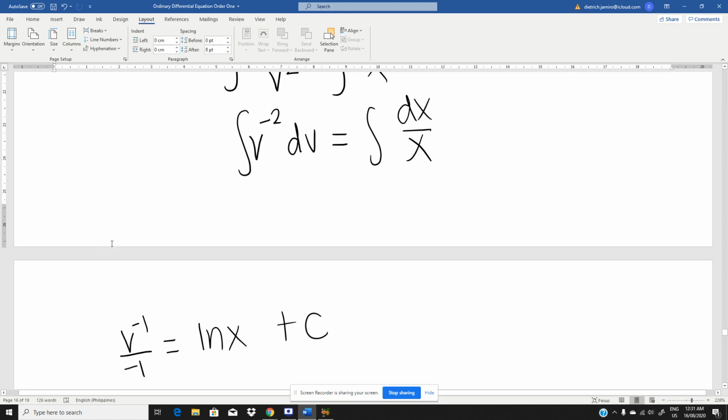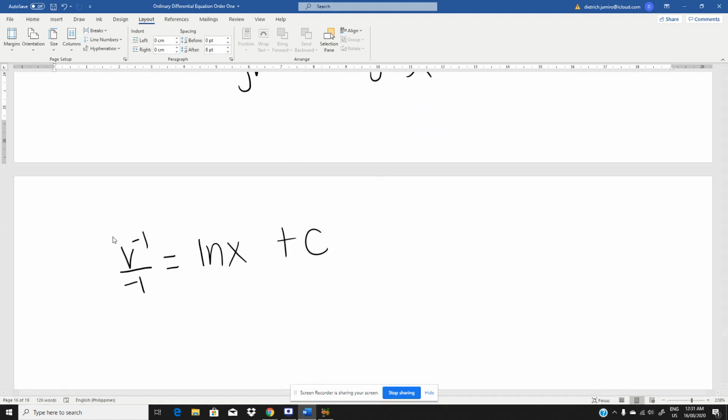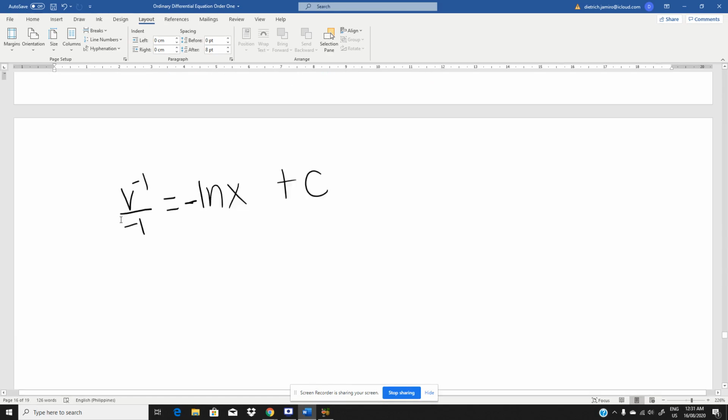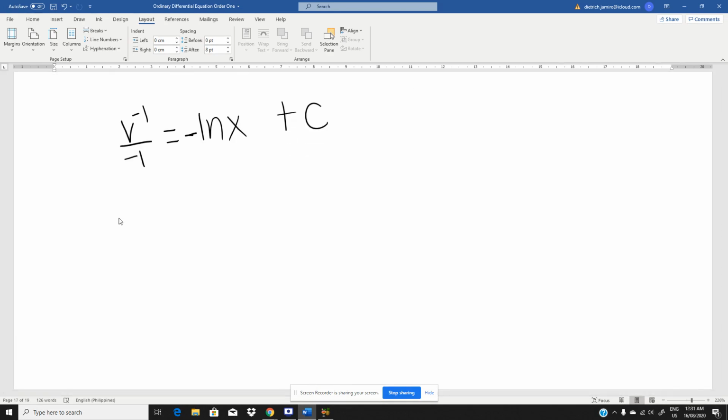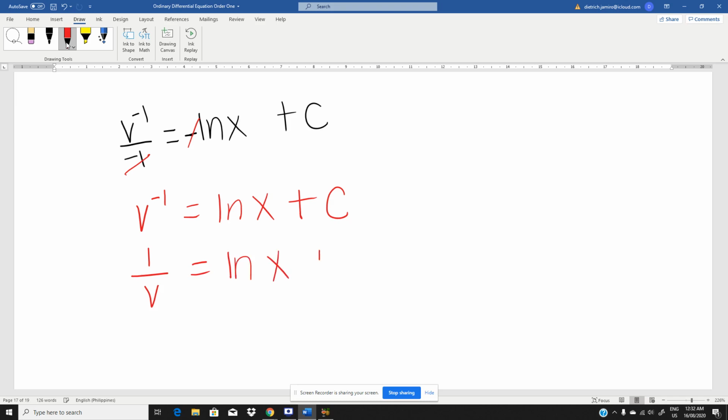So as you can see, we have a negative sign here. So simplifying further, negative 1 will cancel out. So we will have v raised to negative 1 is equal to ln of x plus c. Simplifying further, we will have 1 over v is equal to ln of x plus c.